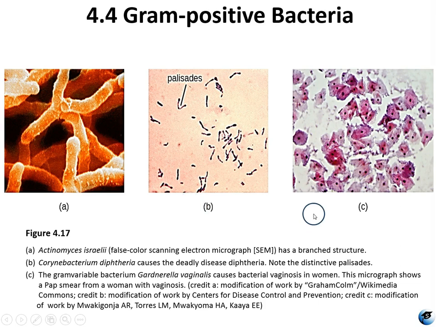This guy over here is a little bit tricky because he is what is known as gram variable, which means it's difficult to get an accurate gram stain, which makes it difficult to diagnose. But this is from a pap smear, and it's showing bacterial vaginosis.